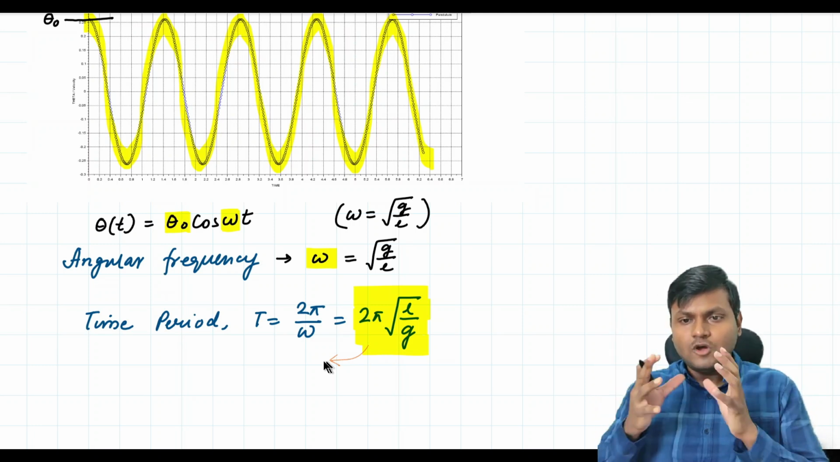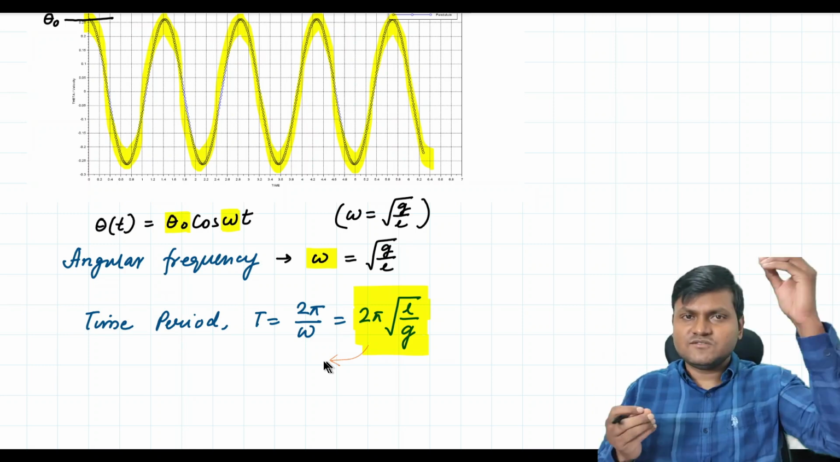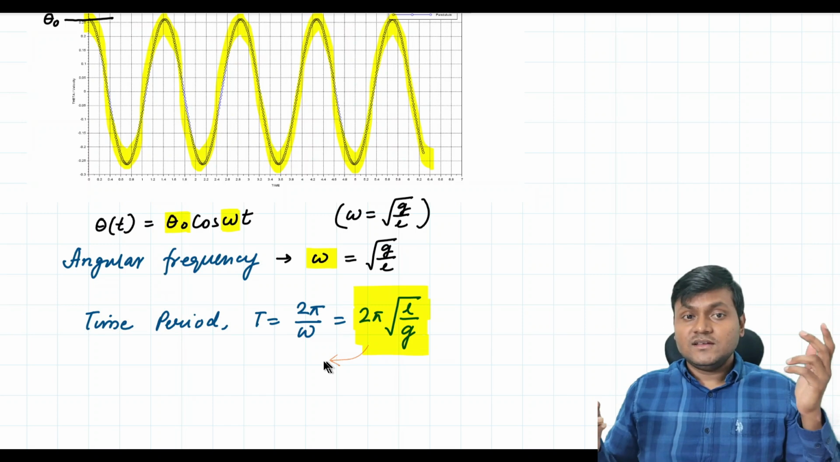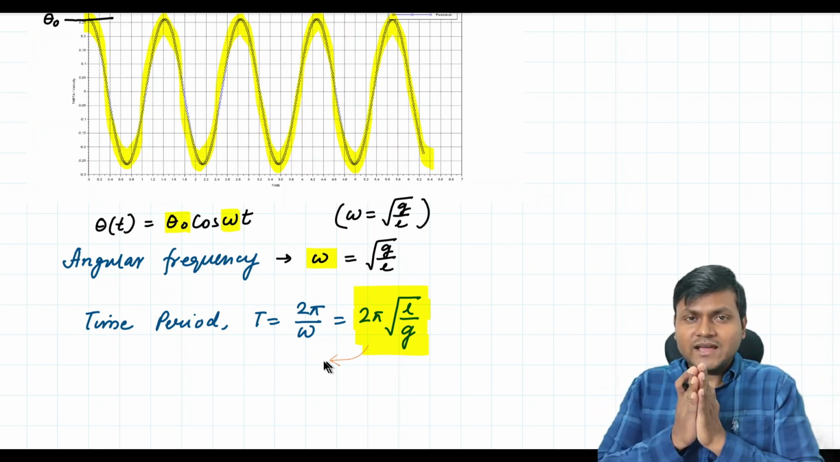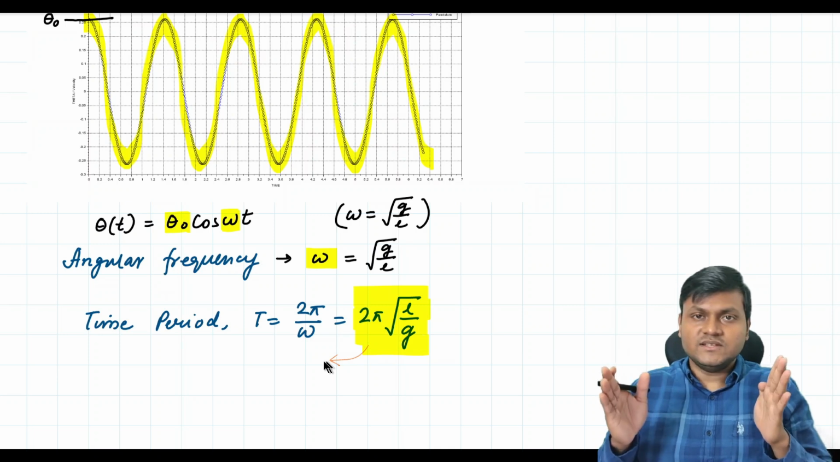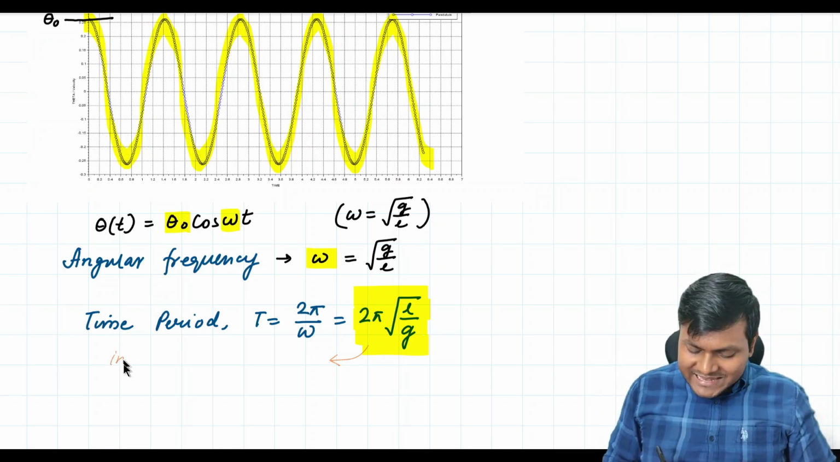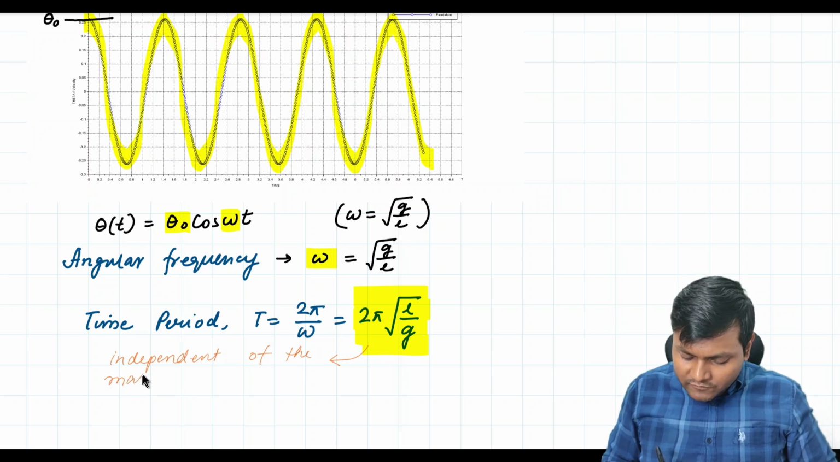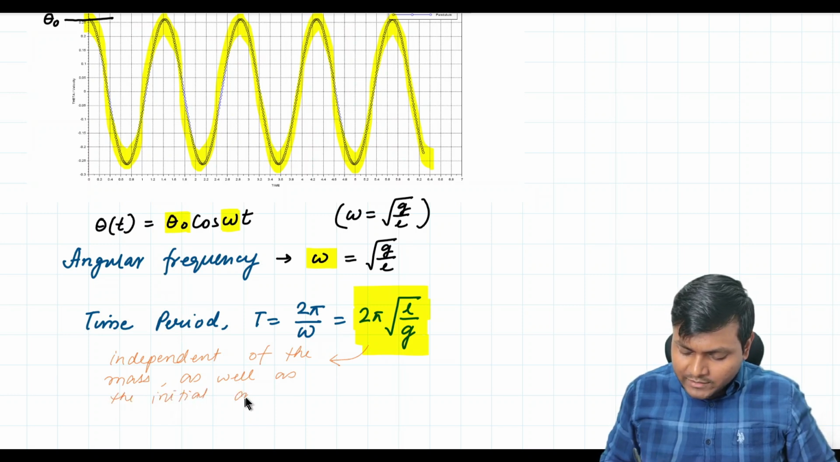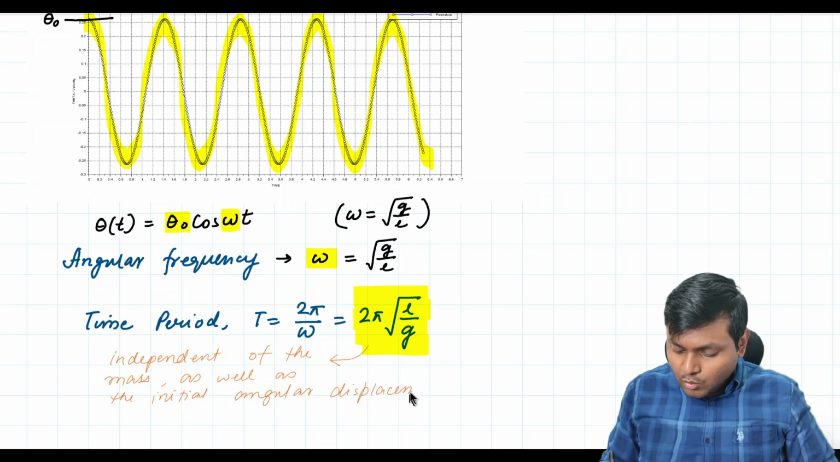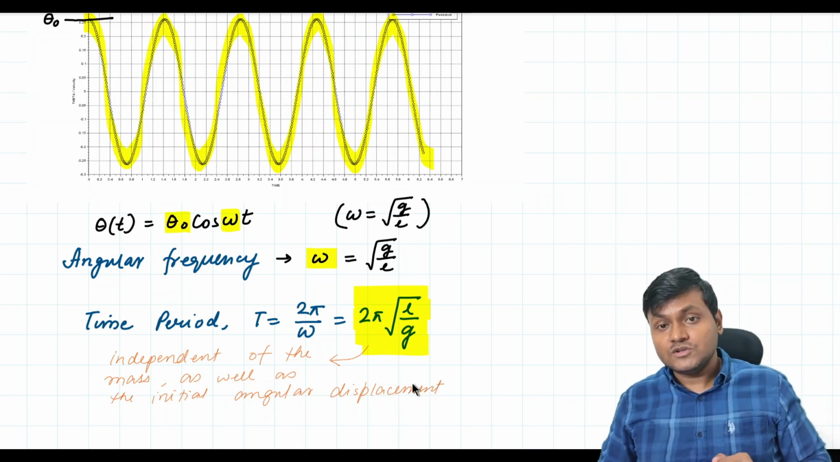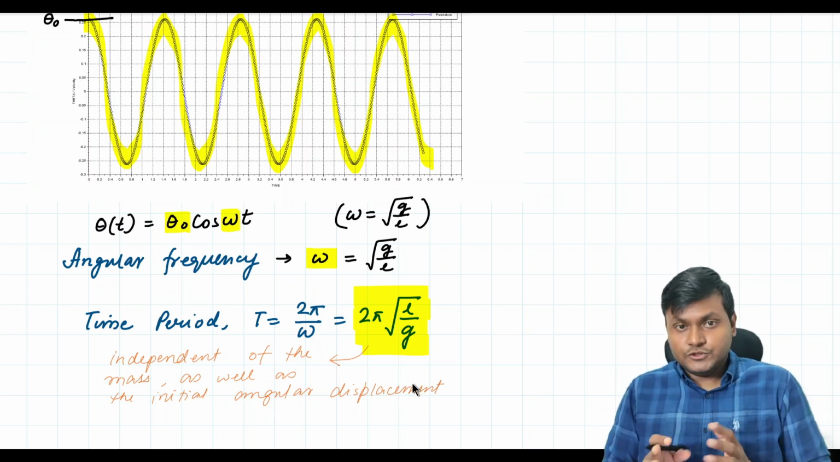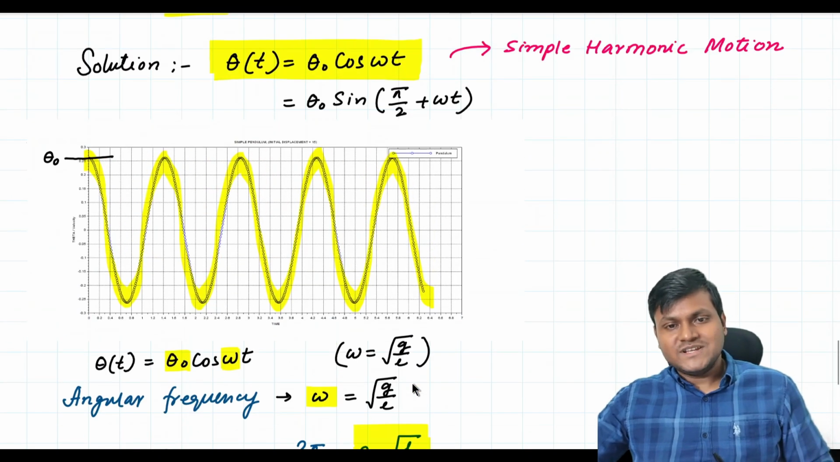So you may have a heavy object or a light object at the same distance from the pivot, and then they will create the same kinds of time periods, even for smaller angles as well as for a little bit larger angles, let's suppose 15 degrees or 20 degrees. So the time period is independent of the mass of the pendulum as well as the initial angular displacement. Now remember that we are only considering those cases where the initial angular displacement is small, because only in those situations I have proved to you that the nature of the motion is a simple harmonic motion.